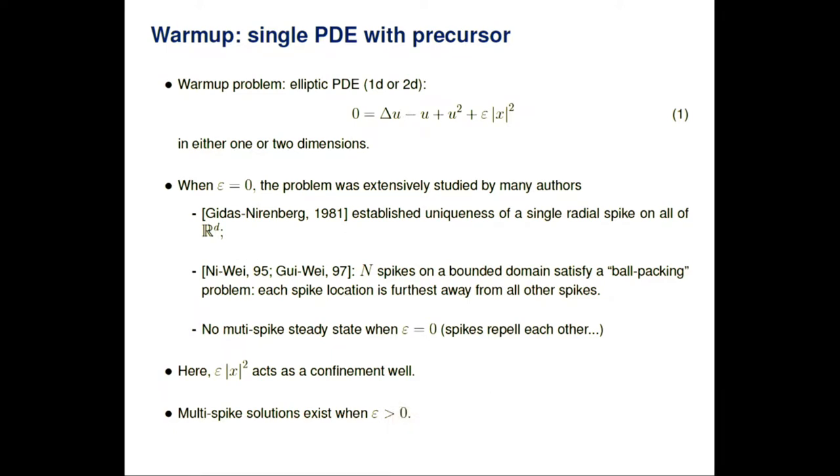Before I talk about Gierer-Meinhardt, let me talk about the simple elliptic PDE here that's been studied for more than 40 years, very well known. If you set epsilon to zero, it's been extensively studied since the 80s, since this paper here, by a lot of PDE people. One of the main results for this system is that spikes form. If you have a bounded domain, the spikes satisfy a bulk clustering problem, so that each spike is located on the domain at the furthest point away from all the other spikes. So it's a bulk packing problem.